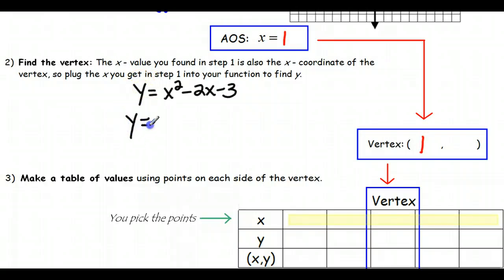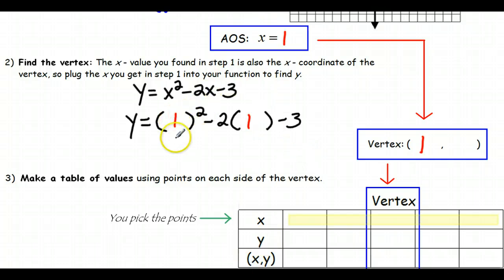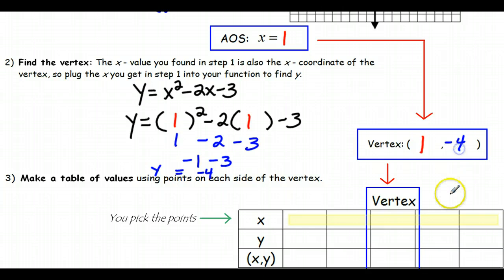So y equals, and I'm going to leave blanks where the x's are so that we know that's where we're plugging in our x-coordinate. Again, we said that the x-coordinate is 1, so that's what I'm going to plug in. And we're going to evaluate this expression. 1 squared is 1, minus 2 times 1, which is 2, minus 3. 1 minus 2 is negative 1, minus 3, which is negative 4. So when x is 1, y is negative 4.